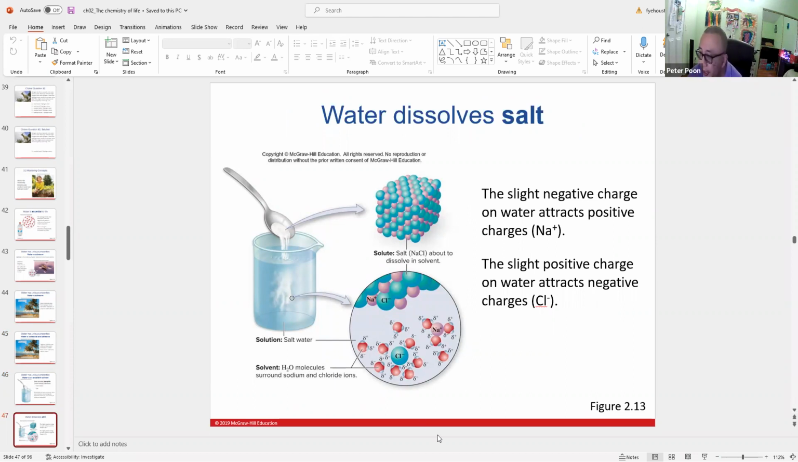So this is what happens when you add salt to the water. The water surrounds the salt, so you can see the negative charged things are surrounded by positive charged things, and the positive charged things are surrounded by negative charged things. So they stay stable this way. So you can dissolve a lot of salt in water, as opposed to trying to dissolve salt in oil. You don't get very far.